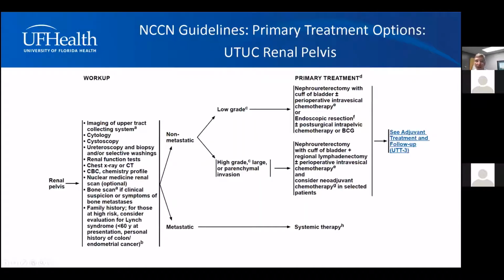So now in the guidelines, we've moved to primary therapy for the renal pelvis. For non-metastatic, high grade disease, the only way to manage these is the nephroureterectomy, but now we're going to consider neoadjuvant therapy. With metastatic disease, it's going to be systemic therapy, as you'll see.